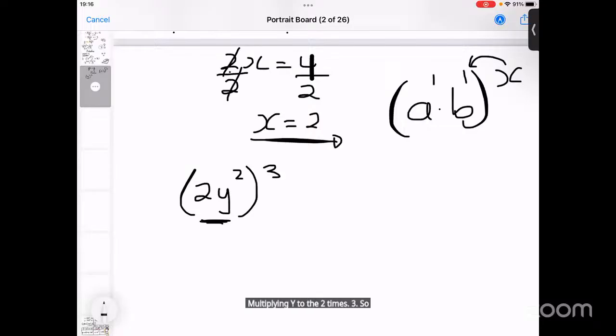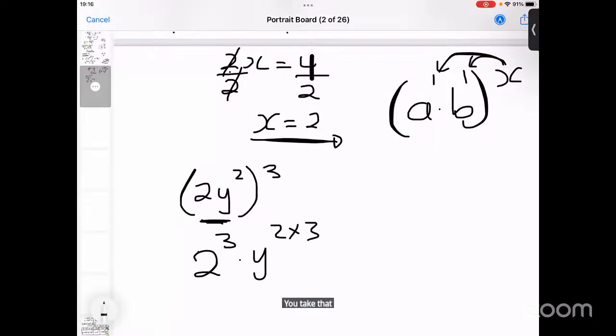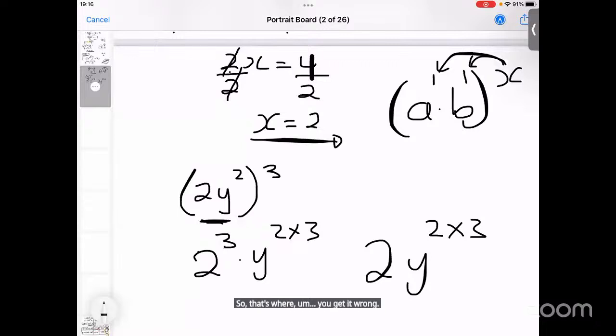The mistake that you make is to only say 2 and then y. You take that 2, you multiply it by 3. So that's where you get it wrong. Okay, let me just continue.